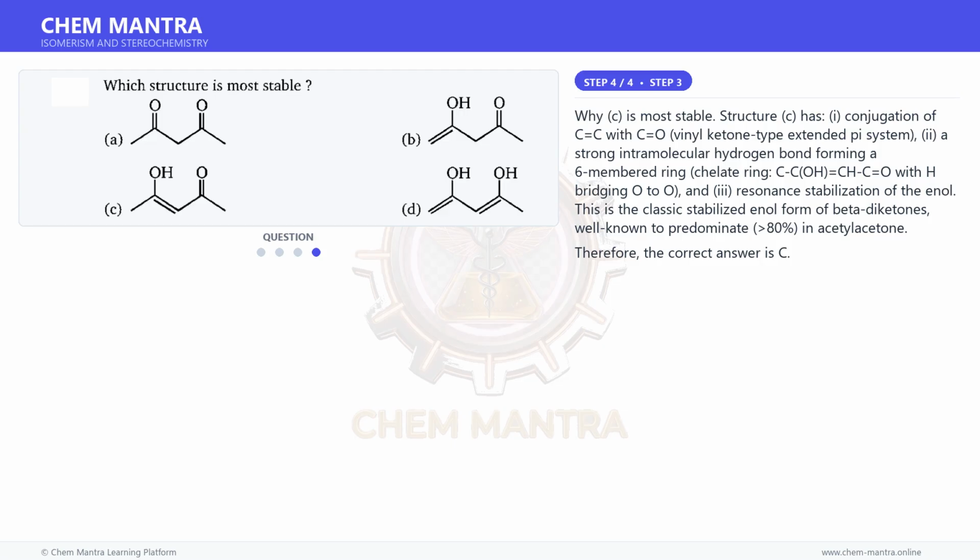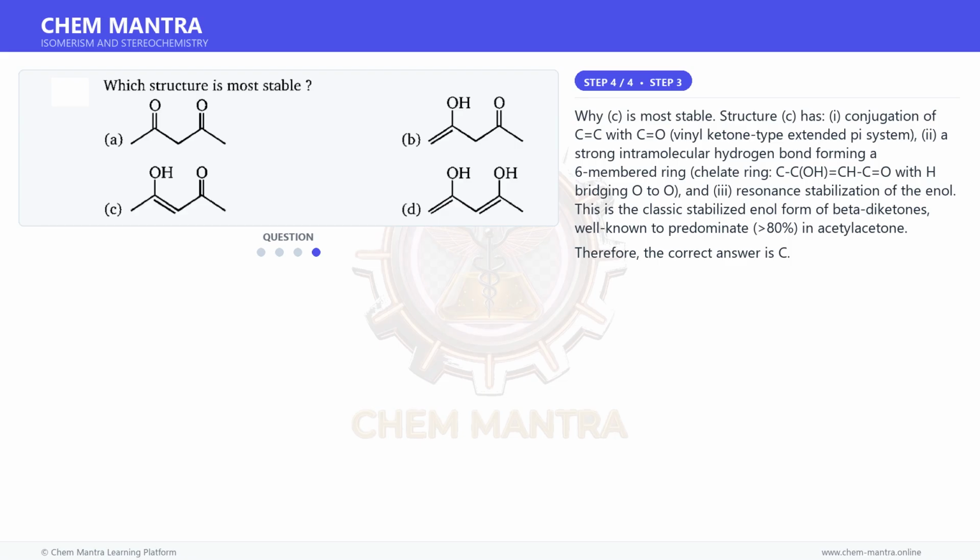And for the final step, why is C the most stable? Structure C has 1, conjugation of C=C with C=O, a vinyl ketone type extended pi system, 2, a strong intramolecular hydrogen bond forming a 6-membered ring, a chelate ring, C(-OH)=CH-C=O with H bridging O to O, and 3, resonance stabilization of the enol.